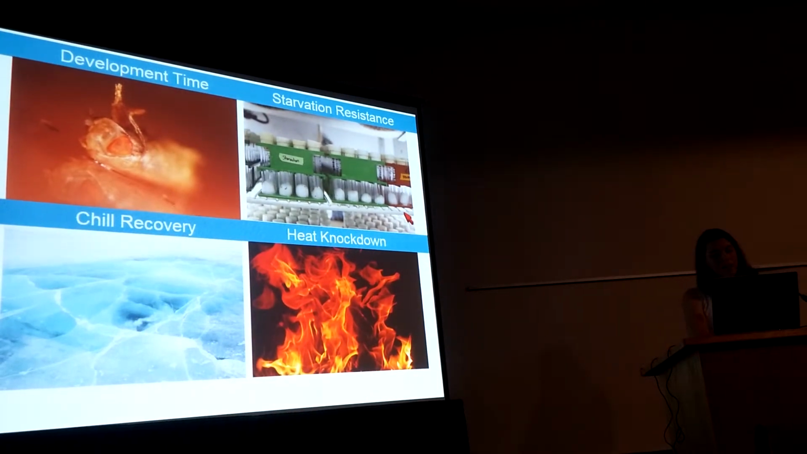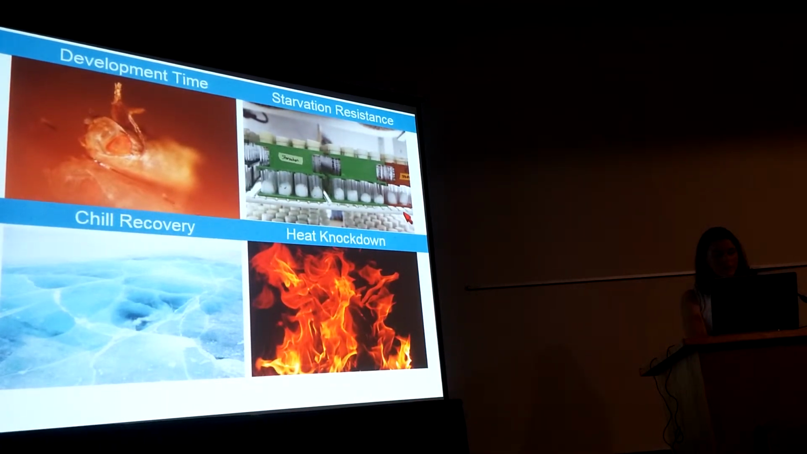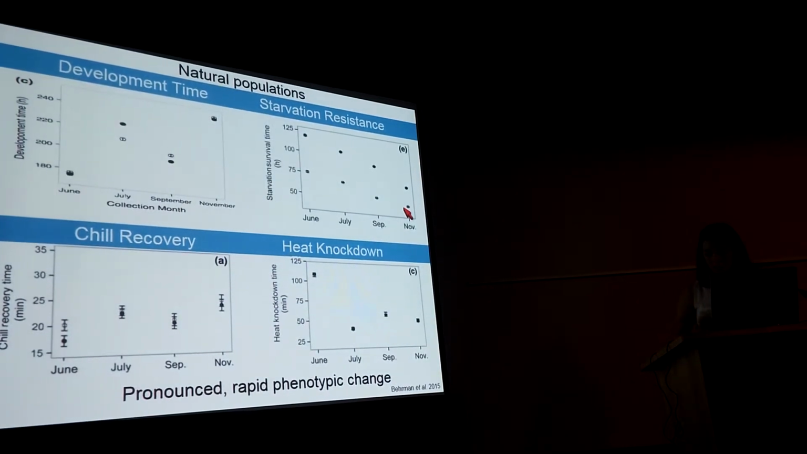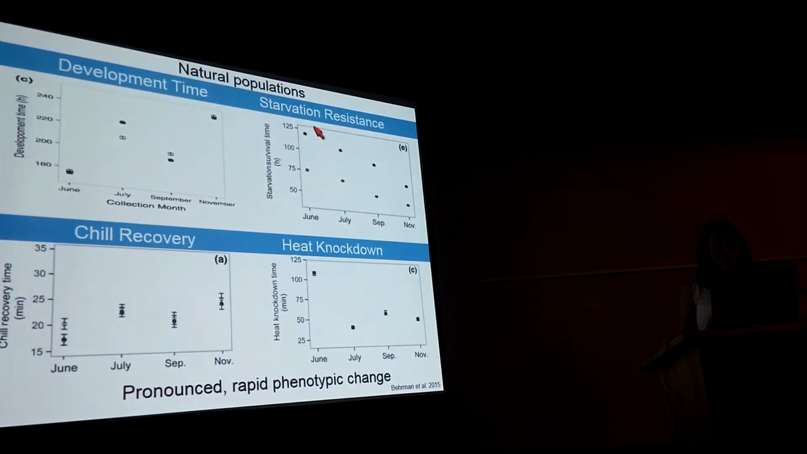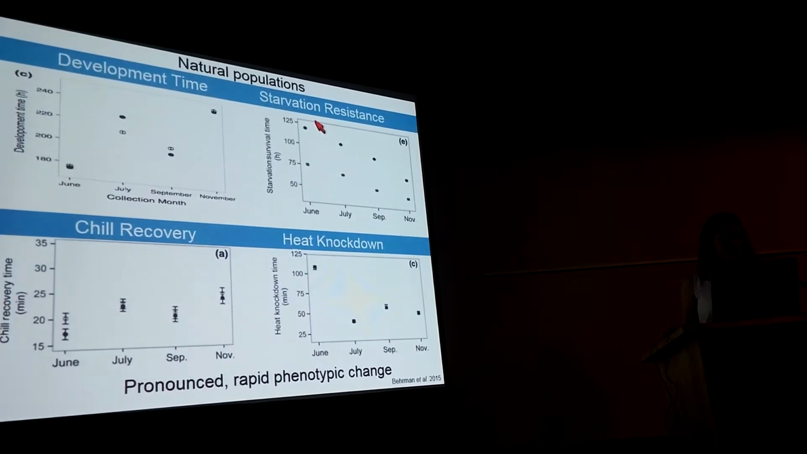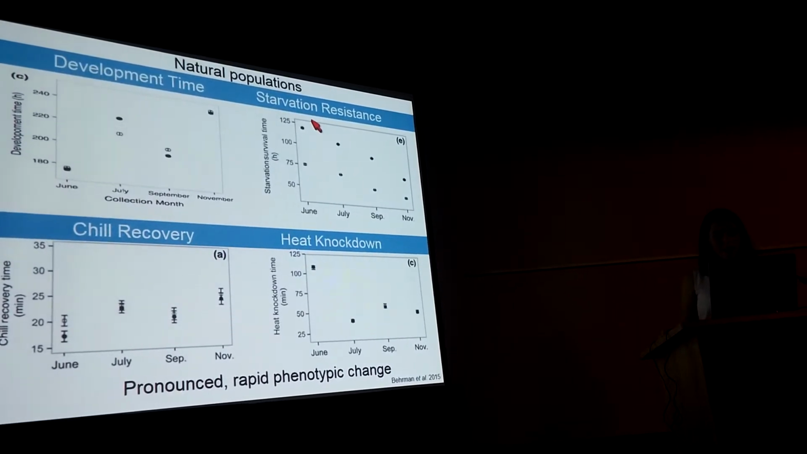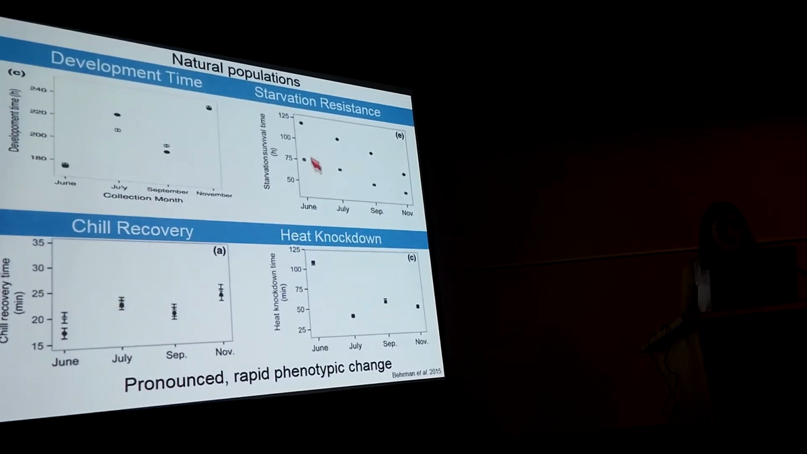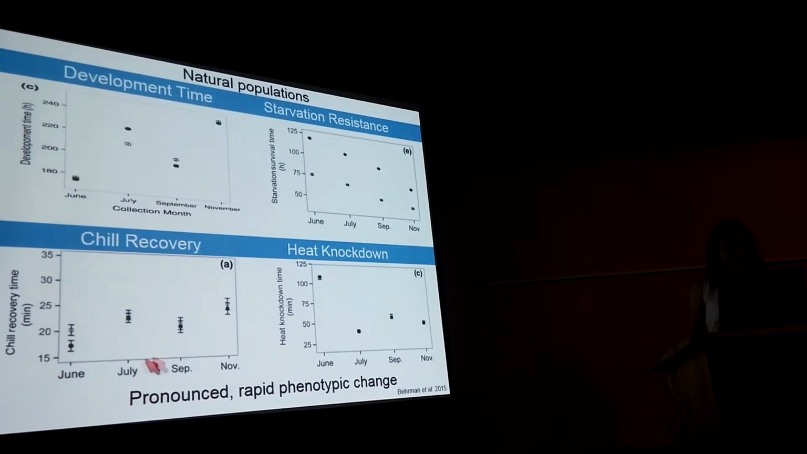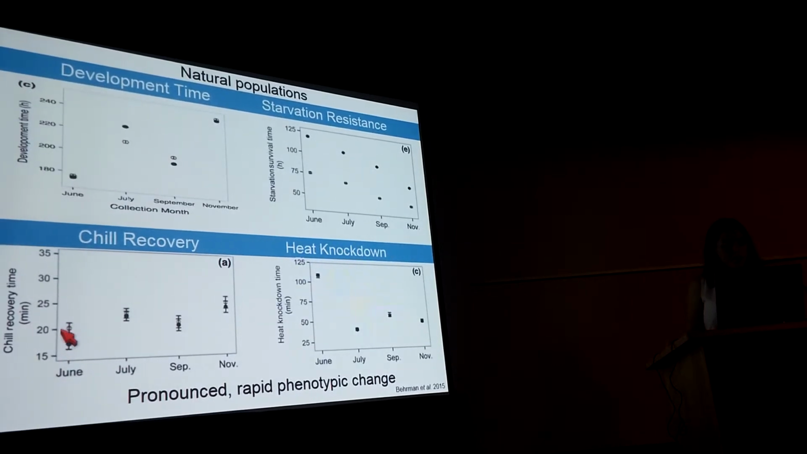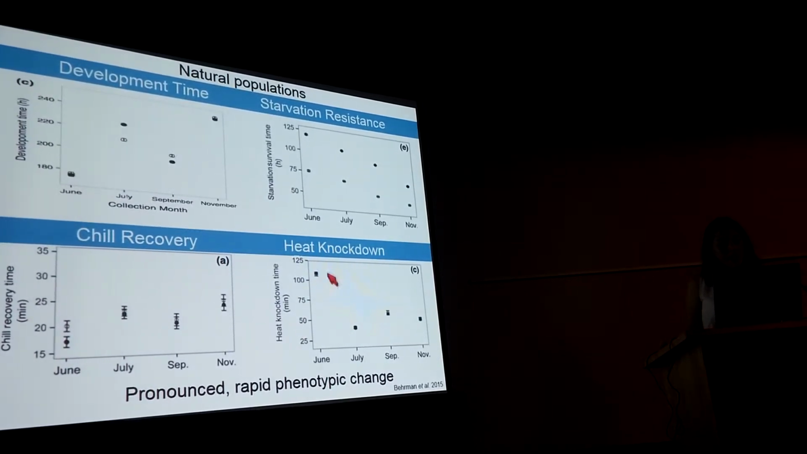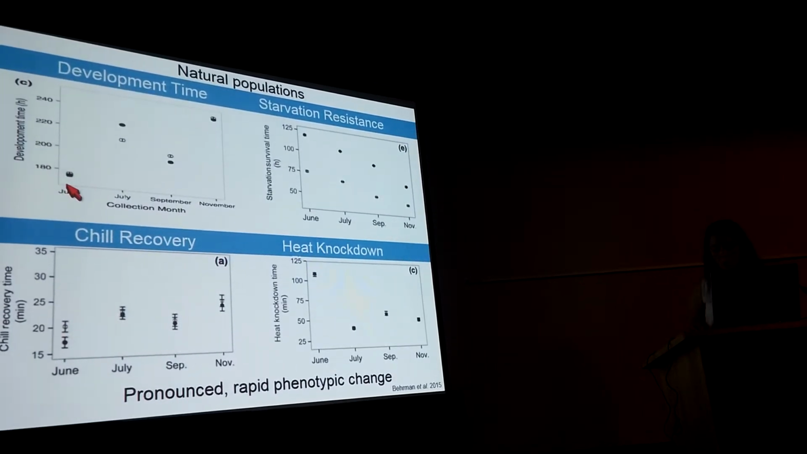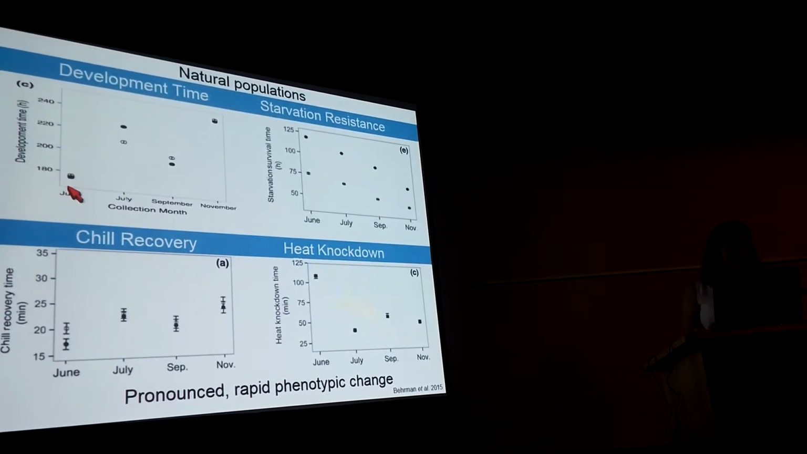And I assayed a variety of different life history traits, and what I saw is that there's elevated stress resistance in the spring. So this is showing males and females separately, but you'll see the pattern's the same. Females are in black and males are in white. So there's higher starvation resistance. The flies are recovering from chill coma faster. They're withstanding heat stress for longer. They're also developing faster. And this is showing across 1 year.